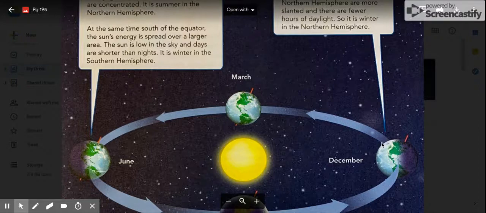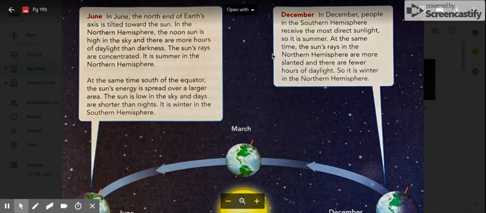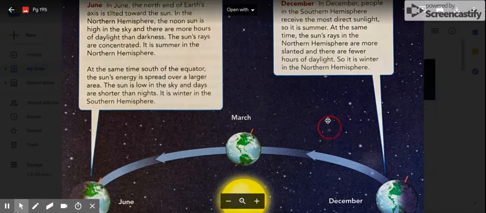It's the opposite over here in December. In December, people in the southern hemisphere receive the most direct sunlight, so it is summer. At the same time, the sun's rays in the northern hemisphere are more slanted and there are fewer hours of daylight, so it's winter in the northern hemisphere.